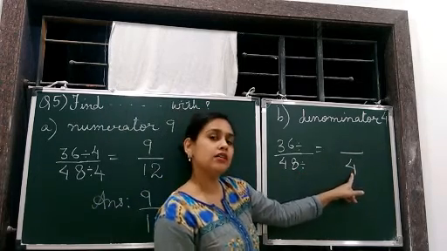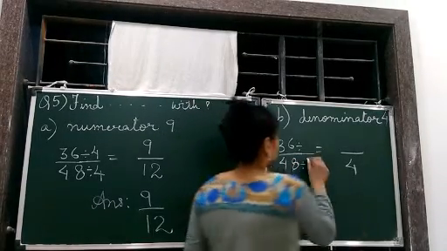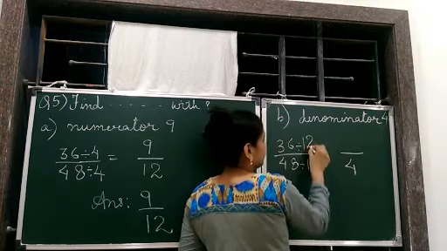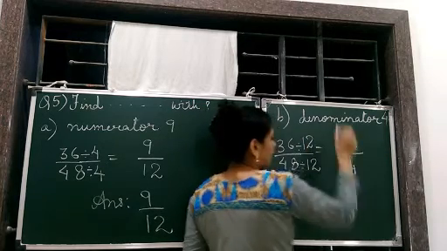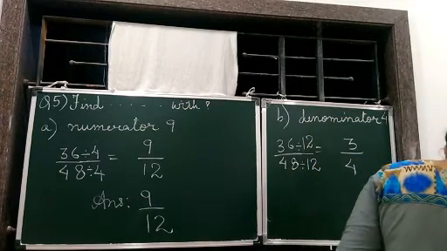Whatever number is here, start its table. Wherever 48 comes, you stop. You will get your answer. So 12 4s are 48. That means 48 divided by 12 gives you 4. Then 36 divided by 12 will give you 3. So answer is what? 3 by 4. This completes question number 5.